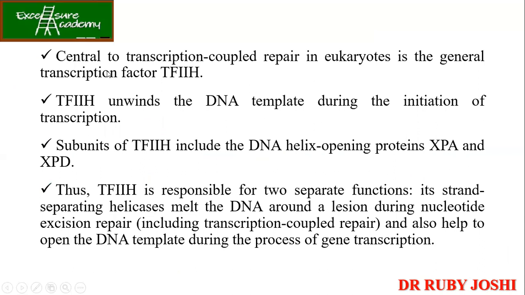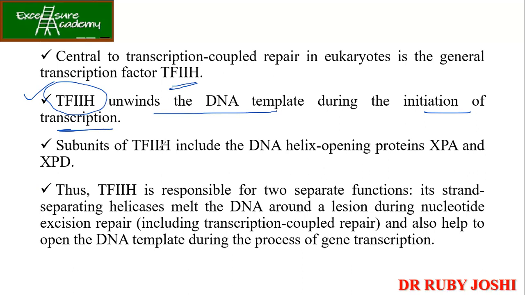Okay, so central to the transcription coupled repair in eukaryotes is the general transcription factor TF2H. So अभी के लिए थोड़ा सा ऐसे याद रख लो that we are just talking about TF2H, that is transcription factor 2H. We will be talking about this in transcription as well. So TF2H unwinds the DNA template during the initiation of transcription. So even this is what you have to talk about when we say that you have to do the transcription in the test tube. ठीक है? So हमें एक helicase बोलते हो, unwinding protein भी चाहिए, right?